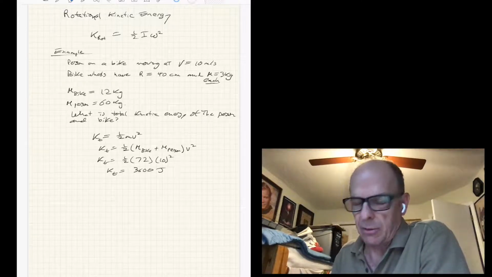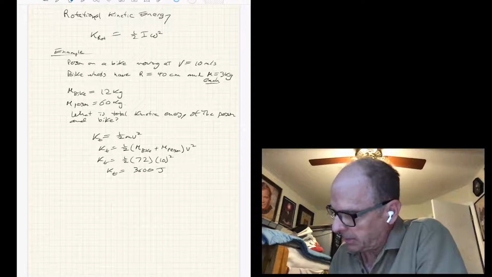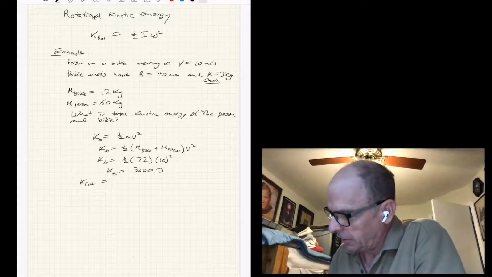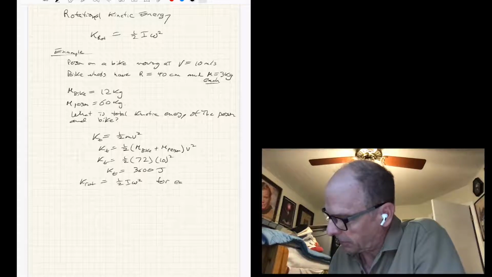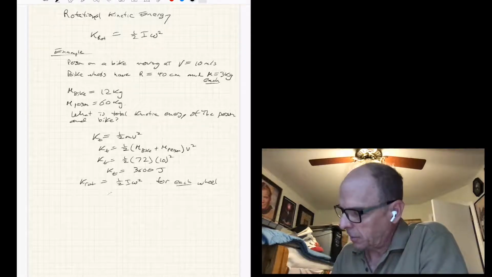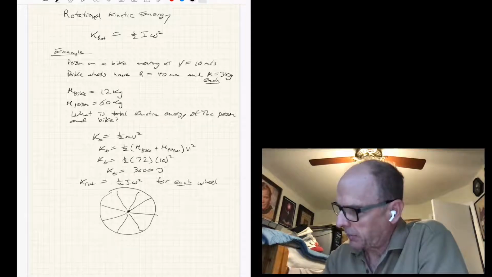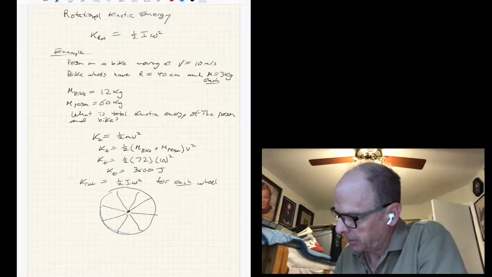So that's the translational kinetic energy, but there's also rotational kinetic energy of the wheels, which is 1/2 I omega squared for each wheel. For a bicycle wheel, it's got spokes. I'm a terrible artist. All of the mass is out here at the edge.